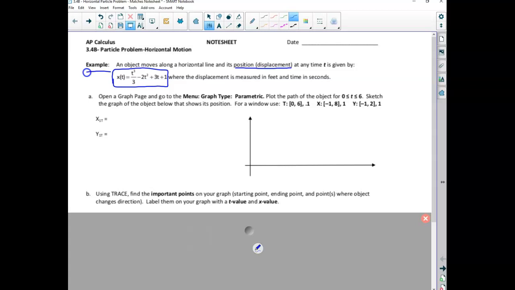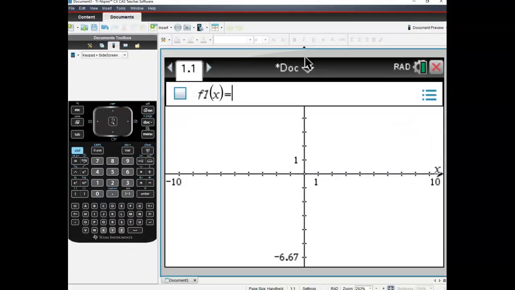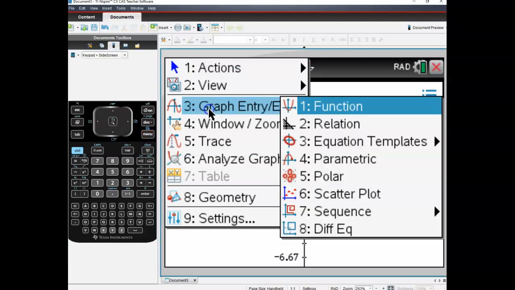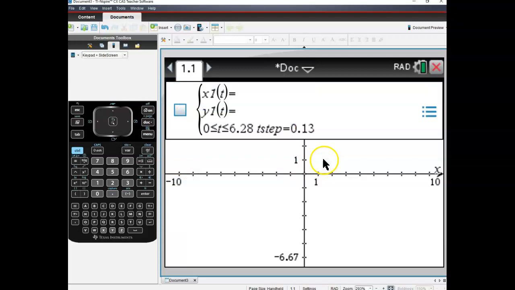Well, what we're going to do to make sense out of this first is we're going to graph this horizontal motion on your calculator, and we're going to graph it as a parametric. So grab your calculator, and the difference today is now I'm moving horizontally, I'm not moving vertically. Open it up, open up a graph, and within the graph we need to make sure we are changing the graph entry, and we want to graph a parametric, okay?